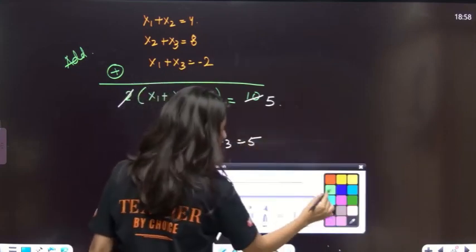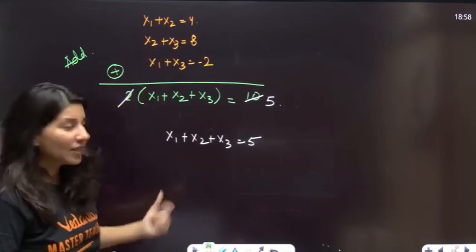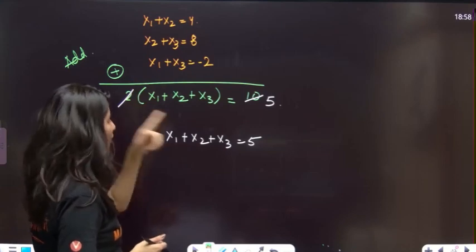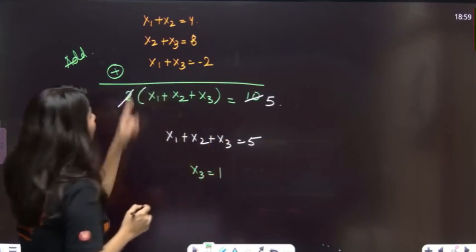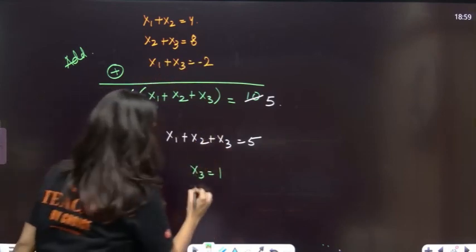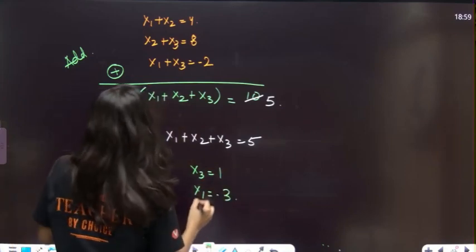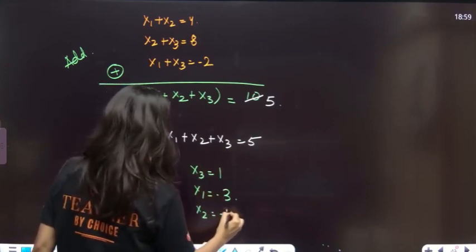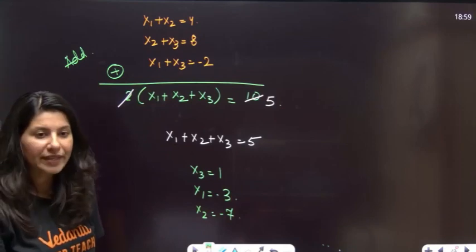Now understand, very, very easy thing. So x1 plus x2 is 4. If I use equation number 1, x3 will be equal to 1. If I put x2 plus x3 as 8, so 5 minus 8, x1 is going to be minus 3. And if I put x1 plus x3 as minus 2, so x2 will become minus 7. Everybody? Clear or not?